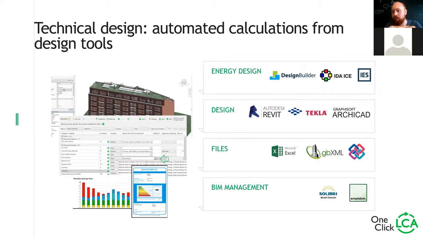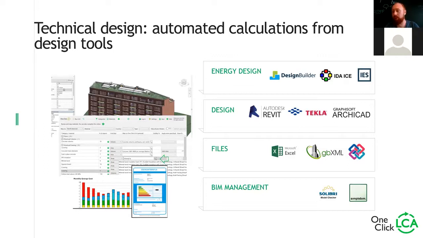So different types of energy software, like Design Builder, either IES or IES, where you can basically design your building and you get an output of what kind of energy emissions you would have for a year or for a certain period. That kind of data you can export to OneClickLCA, which gives you already all the materials of the building, and it also gives you your energy emissions, so the operational carbon.